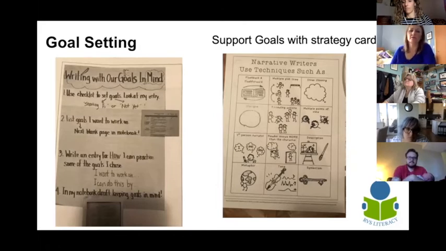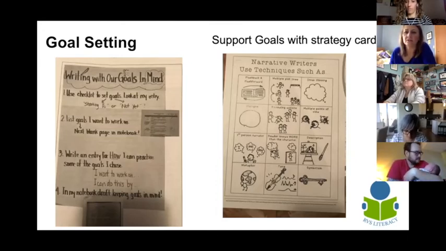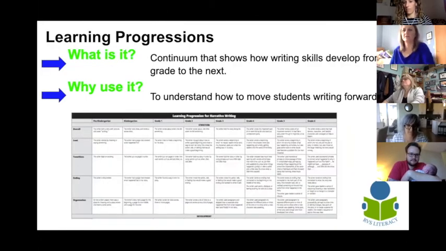And of course, we want to talk to them about the whole growth mindset piece. As I said earlier, some of the assets that are in the units of study, such as the strategy cards, are certainly things that can be supportive of the goals that the kids are creating for themselves and the goals that you are working collaboratively on with them. So, Lauren, I'm going to let you do your fast learning progressions piece.